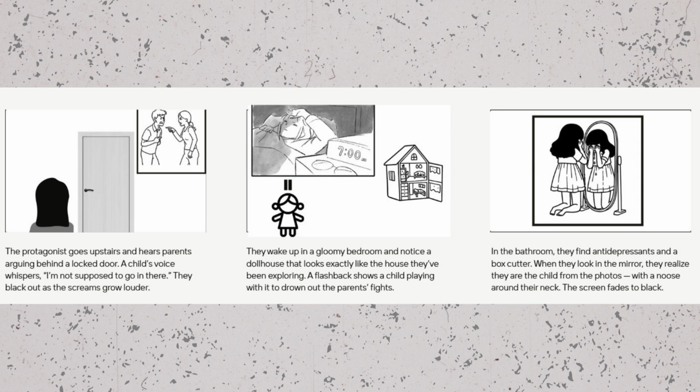Finally, in the bathroom, they find antidepressants and a box cutter. When they look in the mirror, they realize they are the child from the photos, with a noose around their neck. The screen fades to black, leaving everything silent.